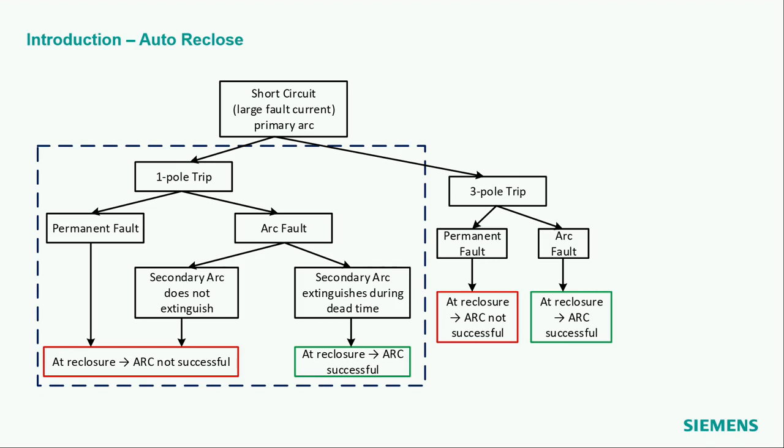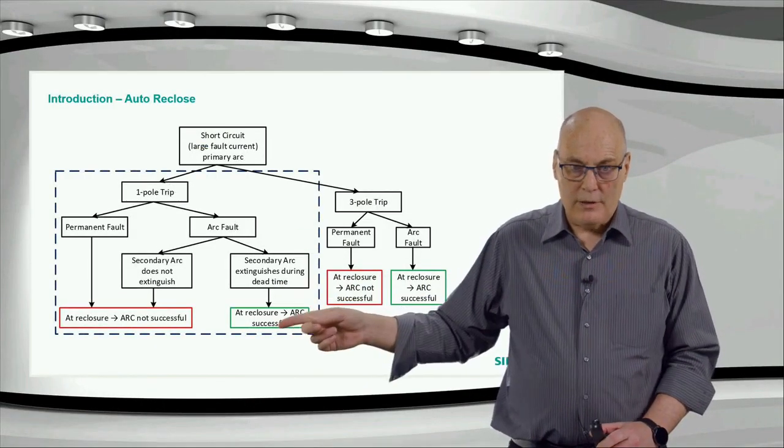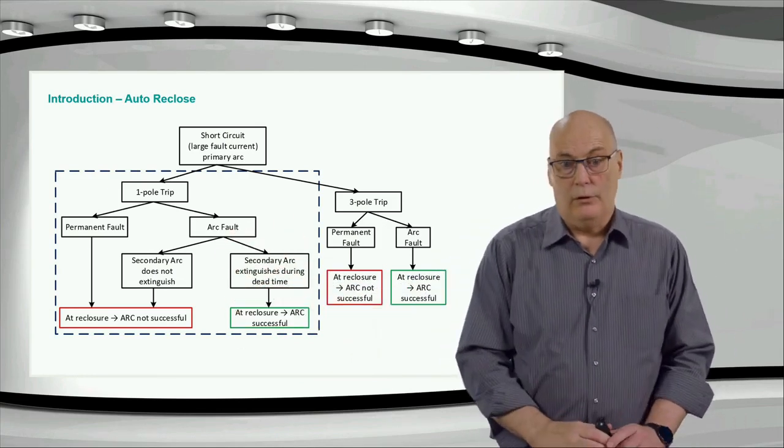If we stick to the single-pole tripping side, then you see the two conditions, the permanent fault and the arc fault. If it's a permanent fault, the auto recloser would not be successful. You would reclose after the 1-pole dead time, and you'd have to then trip 3-pole. If it was an arc fault, basically a transient fault, then that arc would typically extinguish during the dead time if the dead time is sufficiently long and the coupling and the system conditions allow for that, and you reclose after the extinguished arc, then you have a successful auto reclosure. If the arc is not extinguished, again you would have a non-successful auto reclosure.